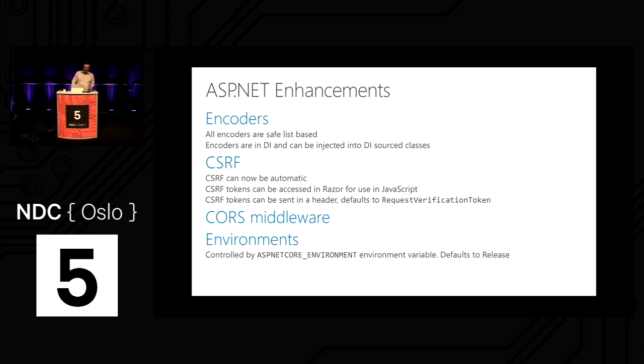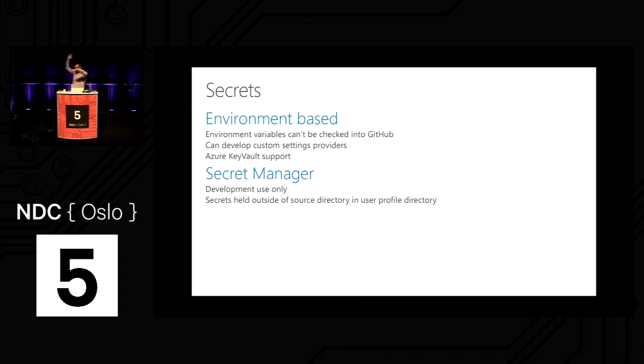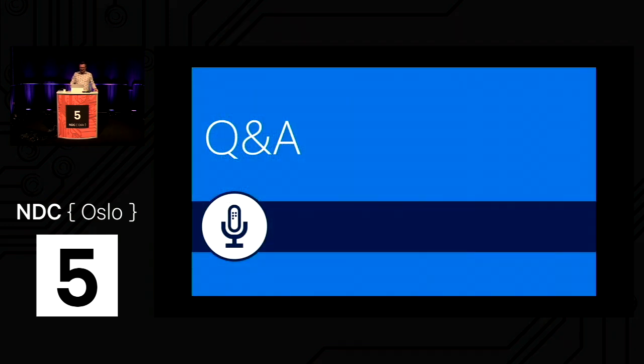We've got CORS middleware, and we have the environment stuff, which will default to release. So if you have set configuration up that is based on environment, remember that your default environment is always release, because that way we don't have yellow screens of death with full stack traces on machines that are exposed to the internet. So that's how to just move stuff around. We have a secret manager, which is basically for development time only.